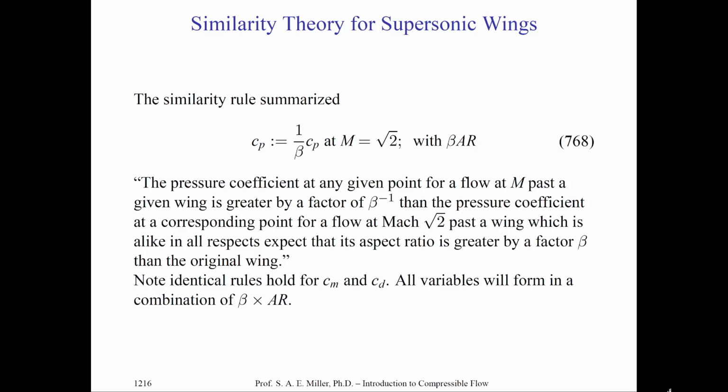And this little similarity rule gives us the ability to test supersonic wings in wind tunnels and scale them to flight. There are analogous rules, which we won't present here, for the coefficient of drag. All variables will form in a combination of beta times the aspect ratio. As you can see, at this point in this class, we have unique similarity rules for supersonics, hypersonics, and transonics.